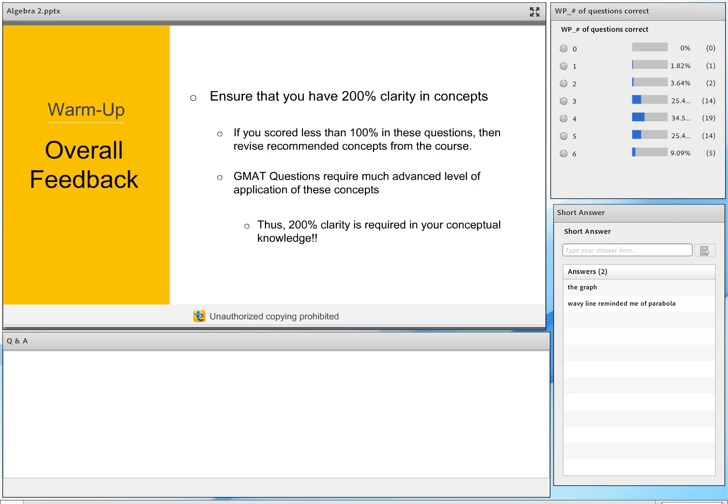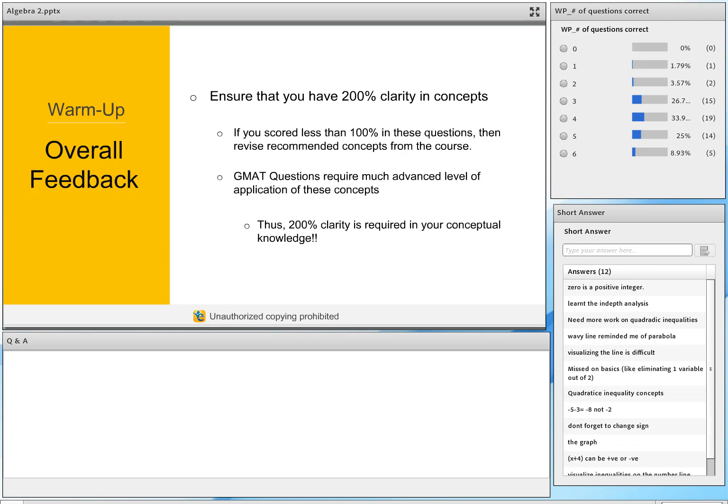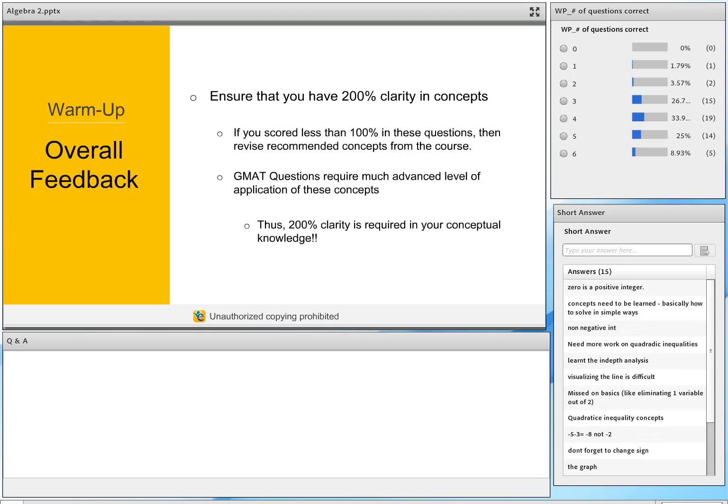The wavy line. Okay, what else? Wavy line reminded me of parabola. Okay. Visualize inequalities on the number line. Good. Missed on basics like eliminating one variable out of two. Okay. Learned the in-depth analysis. Zero is a non-negative integer. Okay, it's neither positive nor negative.